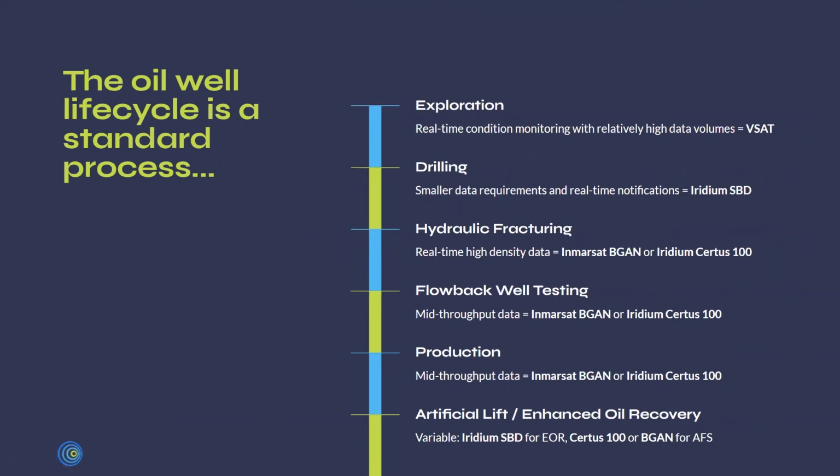communications at every stage, but they're not identical. If we look at exploration, where we're looking at geoseismic data, the better with which to make decisions on whether to drill, the high throughput requirements here lend themselves to a VSAT, which is your traditional round satellite dish that can manage high volumes of data in close to real time. But one step on, drilling has much smaller data requirements. And for something like this, you may well be better served by the Iridium short burst data service.